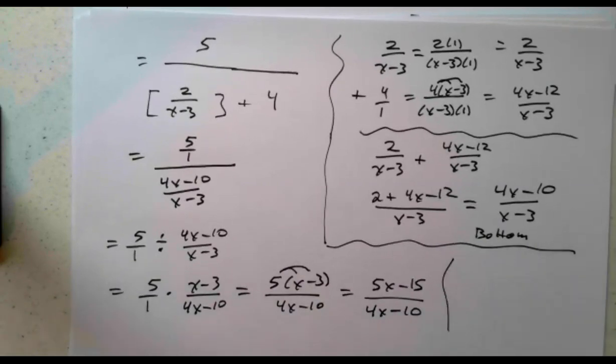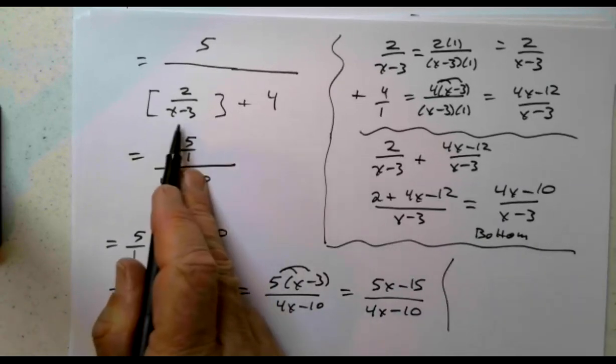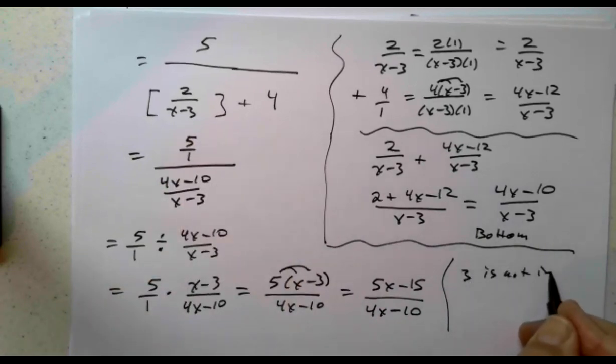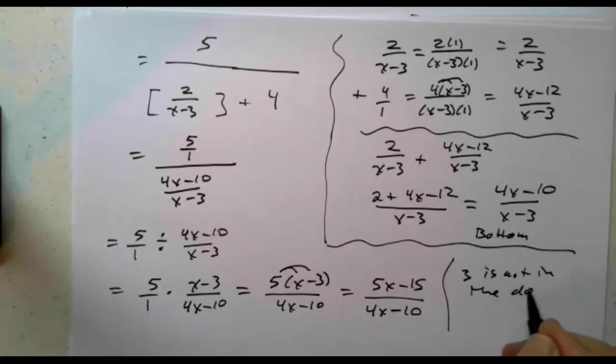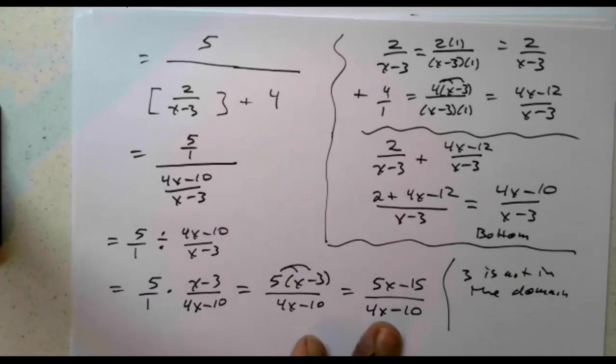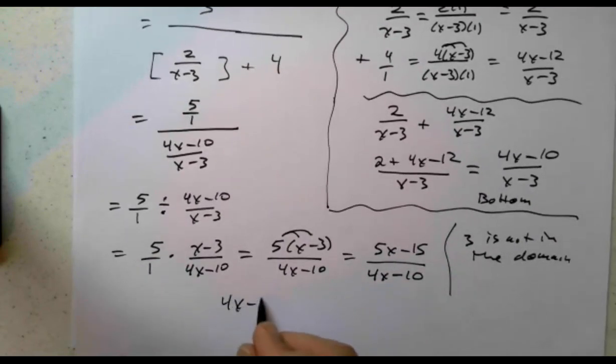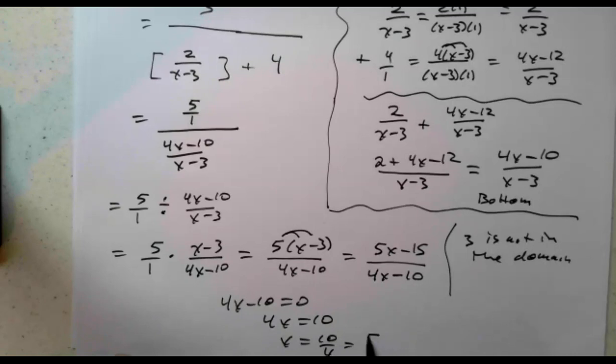Earlier we said 3 is not in the domain. Remember, that made this thing into a 0. 3 is not in the domain. Also, 4x minus 10 can't be 0. So let's take a quick look at that. When is 4x minus 10 0? When 4x is 10, when x is 10/4, which is 5/2. So 5/2 is not in the domain.